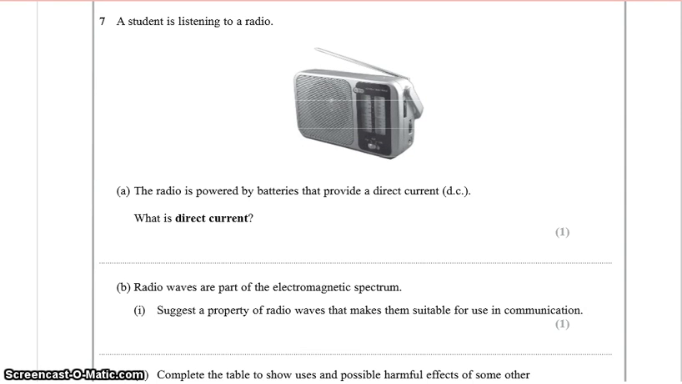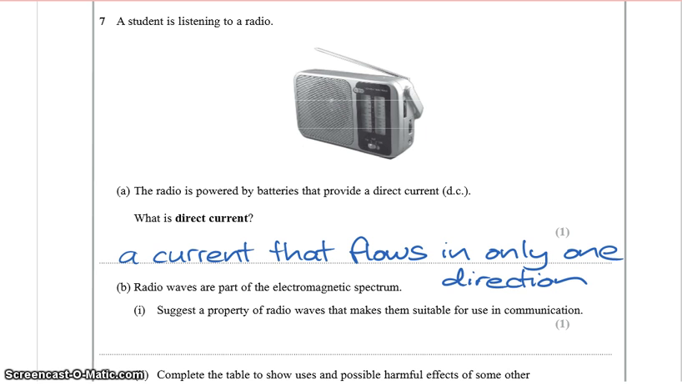Question 7. What is direct current? Direct current is a current that moves in only one direction. The other type of current, of course, is alternating current, which repeatedly changes the direction that it flows in. Next question, radio waves. Suggest a property of radio waves that makes them suitable for use in communication.